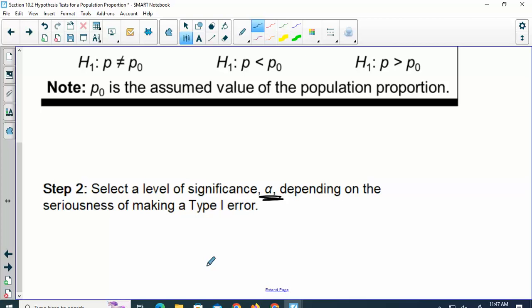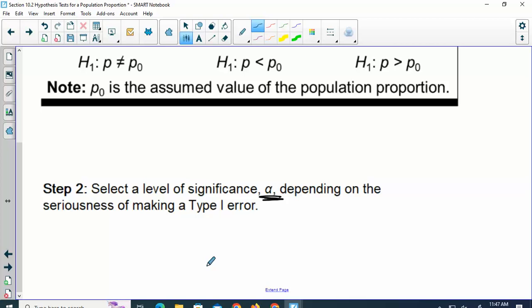And so alpha may vary depending on how serious the type 1 error is. If I'm trying to do a survey to see if you guys want to continue having Pizza Hut pizza on Wednesdays, does it matter? Maybe it matters, but is it really that big of a deal if I draw the wrong conclusion at the end? No. So I'll probably have a fairly high alpha value. I could even go to like 10%.